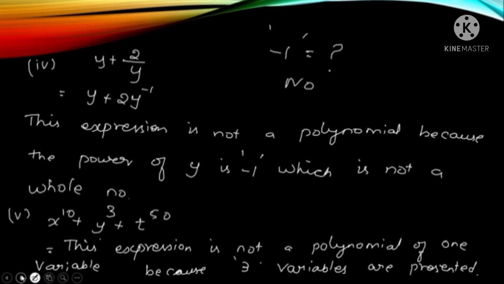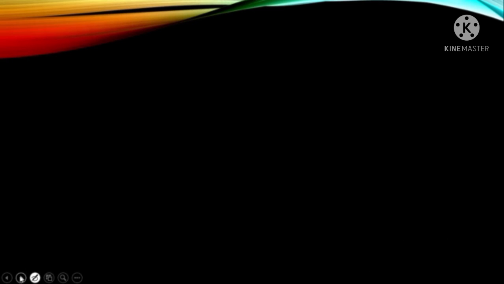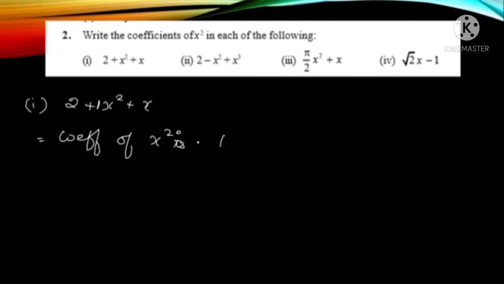Okay. Next, moving towards the second question. Write the coefficients of x square in each of the following. So we have to write the coefficient of x square. First, consider the first part of the question, 2 plus x square plus x. So what do you mean by coefficient? What is the coefficient of x square? Coefficient of x square is 1.